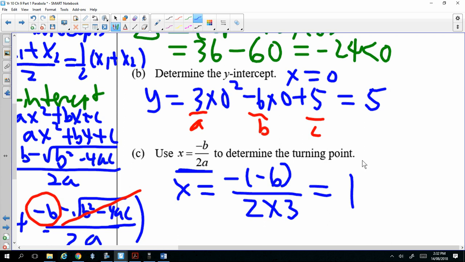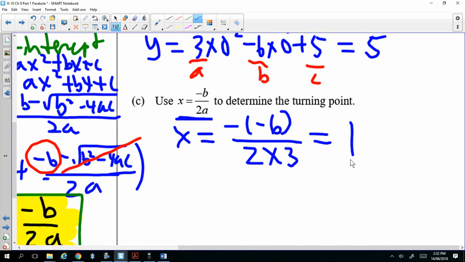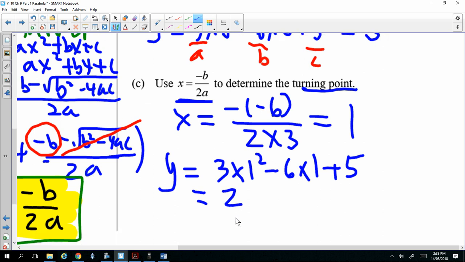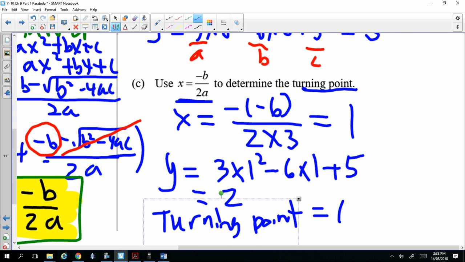After we got x equals 1, to find the turning point, we're going to find the y value. Now, how do I get the y value? Let's substitute: 3 times 1 squared minus 6 times 1 plus 5. Then use your calculator, you will get 2. So your turning point equals 1, 2. Get the idea?